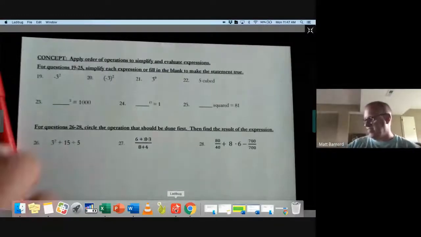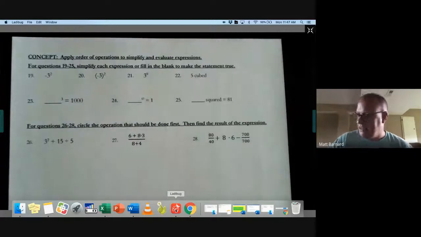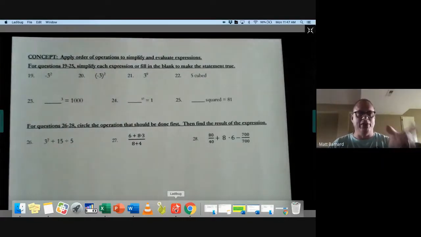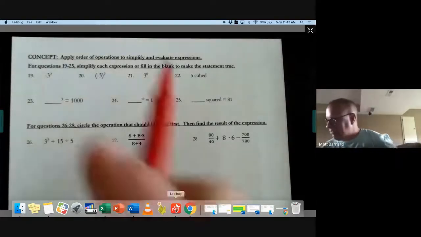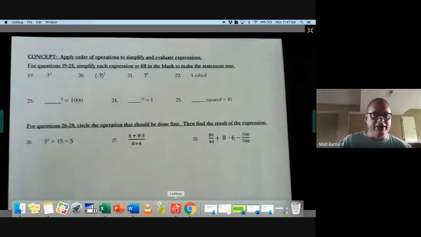All right, let's finish the video for the Unit 1 pretest study guide. We're looking at page 3. We're simplifying expressions. We're working a lot with exponents and order of operations here. So for questions 19 through 25, simplify the expression or fill in the blank.